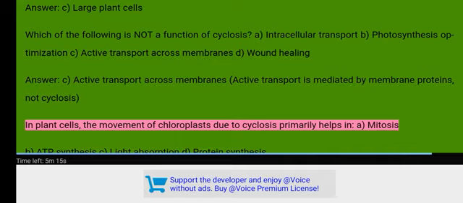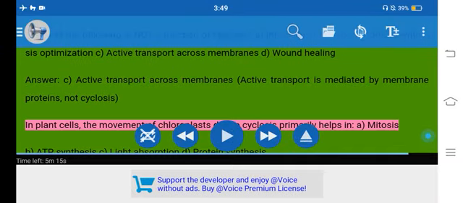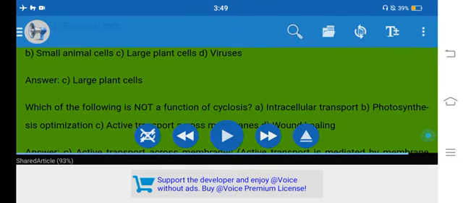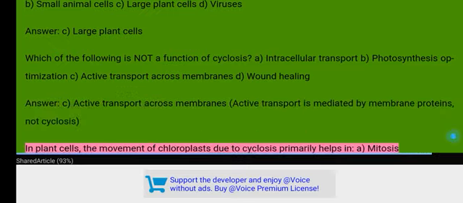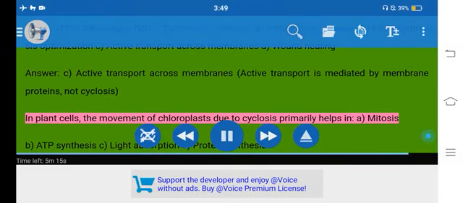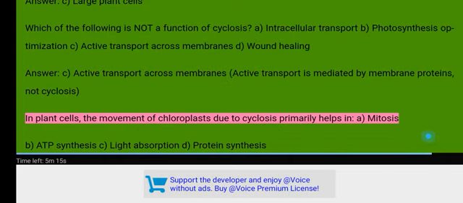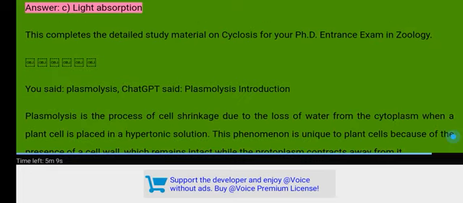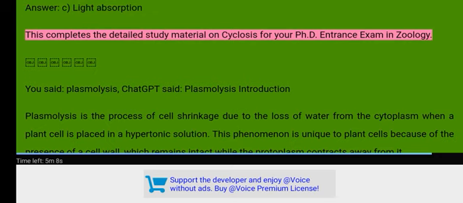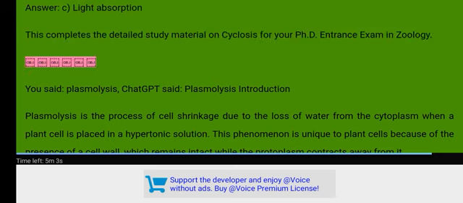In plant cells, the movement of chloroplasts due to cyclosis primarily helps in mitosis. B. ATP synthesis. C. Light absorption. D. Protein synthesis. Answer: C. Light absorption. This completes the detailed study material on cyclosis for your PhD entrance exam in zoology.